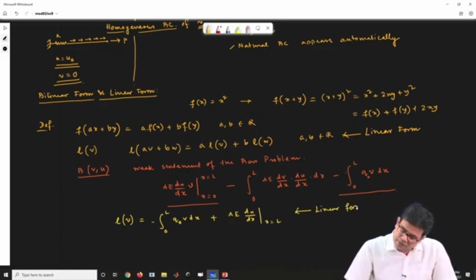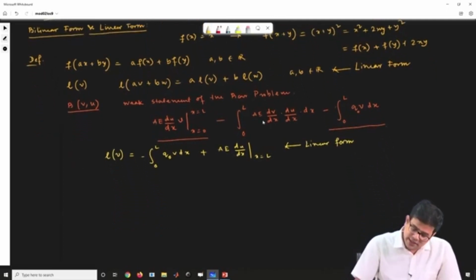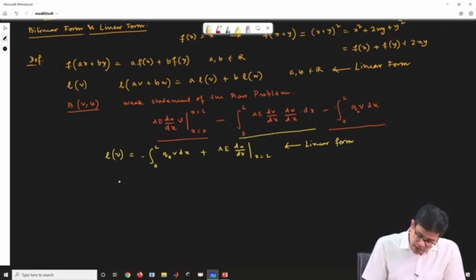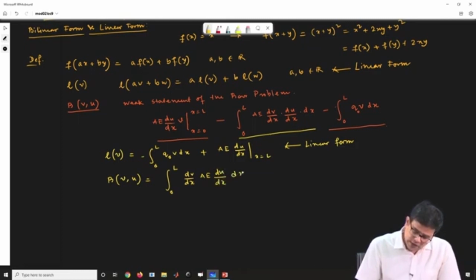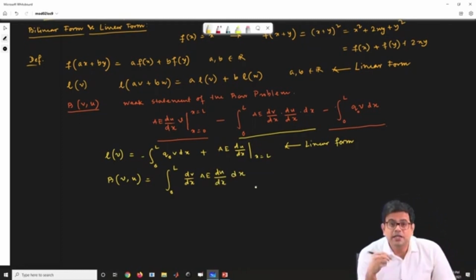Linear form. Now the other part, I define as my bilinear form. So what is this bilinear form? That is B of v comma u equals the integral from 0 to L of dv/dx, a, du/dx, dx. So this, I am saying, is a bilinear form.